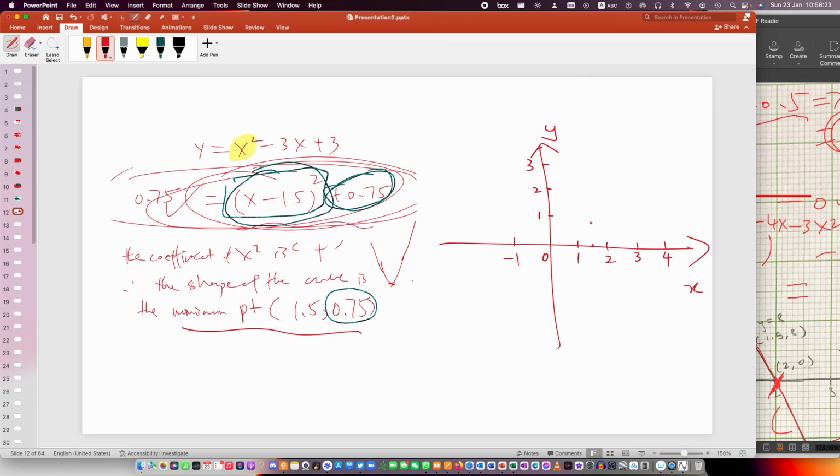So 0.75, somewhere. This is my minimum point, right? Yes. Okay, so I know that it's going up, right? That means there are no x-intersection points because it will go up. So the next point I need is this point only, in order to sketch this out.